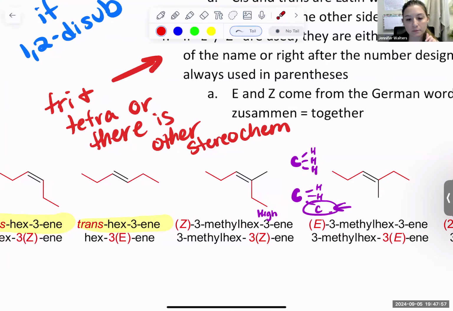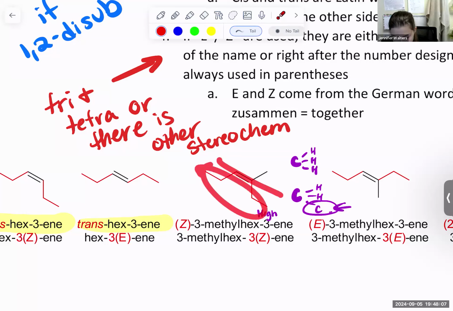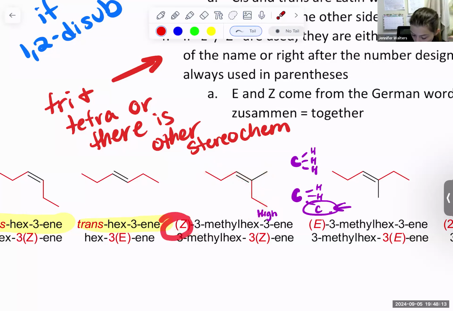chain. So high priorities are on the same side when you draw a line through that double bond. That makes it Z because now it's tri-substituted. I cannot use cis or trans. I must use Z. You can either put Z all the way out front, or if you include it in the name, then you just do the number for the location of the alkene and then the parentheses of the letter Z. Cis and trans may never be in the middle of the name. You can only have E and Z in the middle of the name.